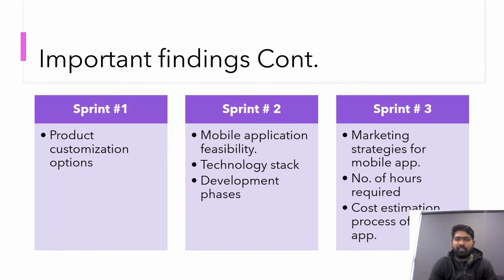The total presentation was split into three pieces of work: Sprint 1, Sprint 2, Sprint 3. Sprint 1 is mainly focused on product customization. Sprint 2 covers mobile application feasibility, technological stack, and development phases.